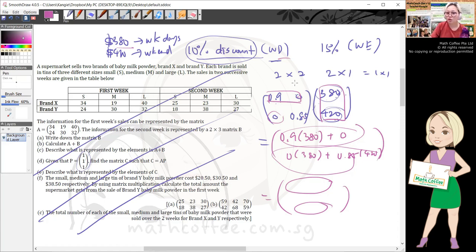So the trick is to put it into this form by putting in the 0 inside. You understand? So this is the trick. This is the trick that you are supposed to use when they say use matrix multiplication to find out the final discounted rate, discounted amount. Can? Do you get this?